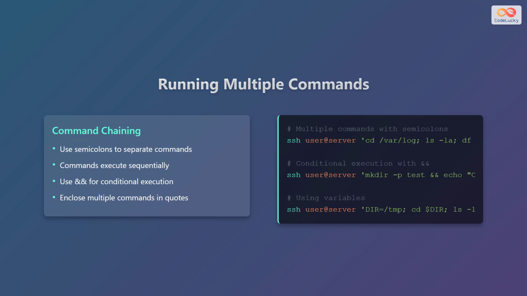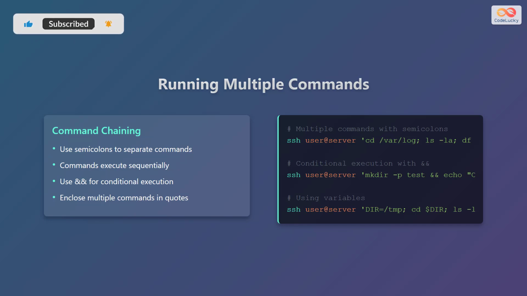Here's an example of running multiple commands with semicolons. ssh user@server in single quotes, cd /var/log; ls -la; df -h. This will first change the directory to /var/log, then list all files and directories, and finally display the disk space usage. For conditional execution with double ampersand, you can use ssh user@server in single quotes, mkdir -p test && echo created. This will only create the directory test if it doesn't already exist, and then print created.